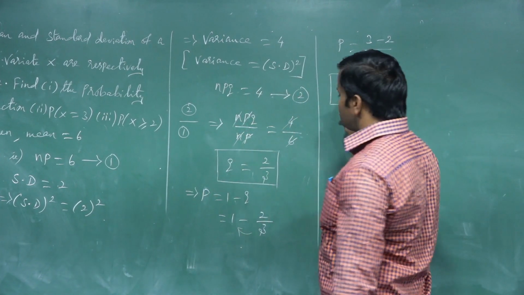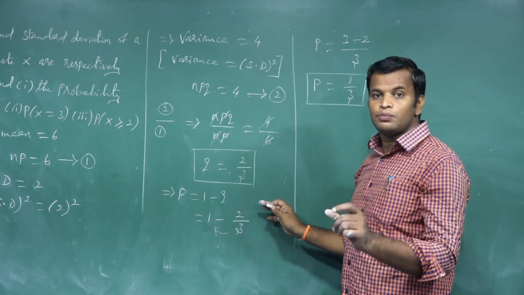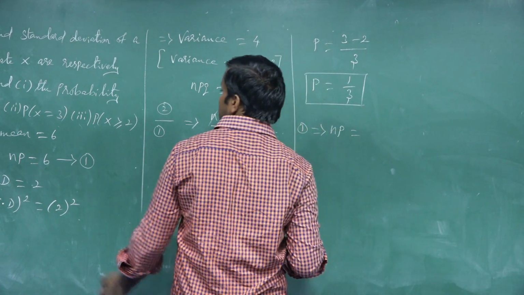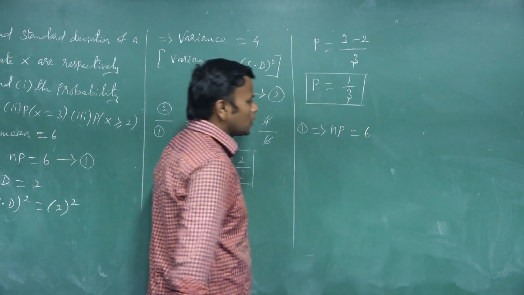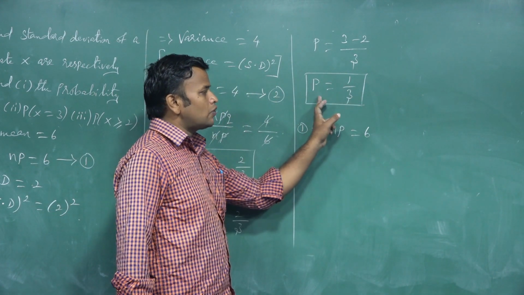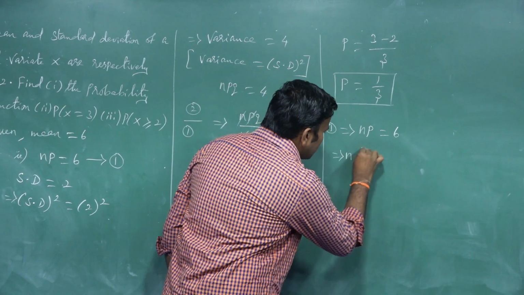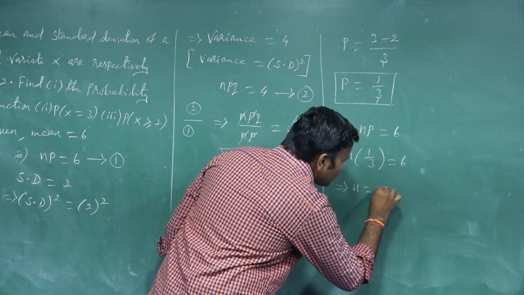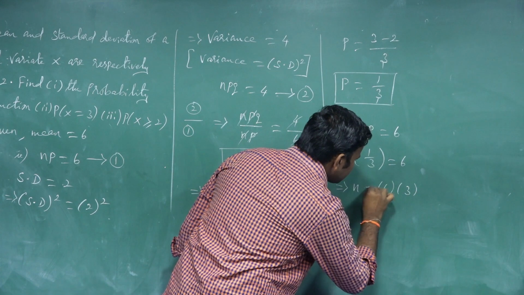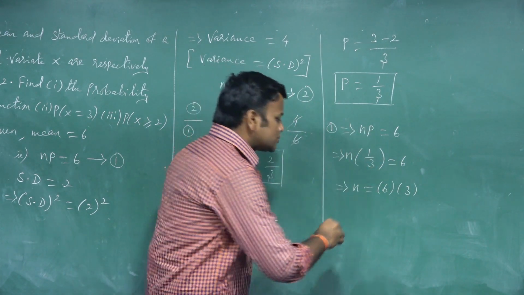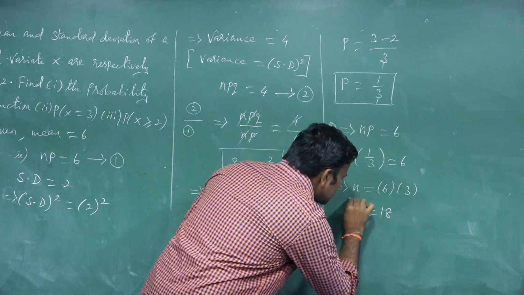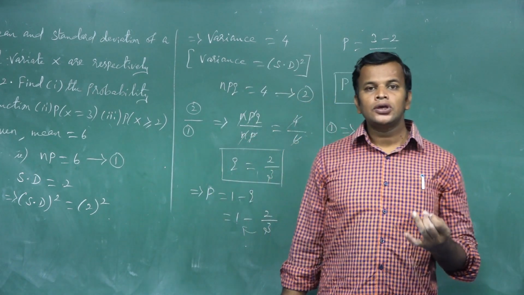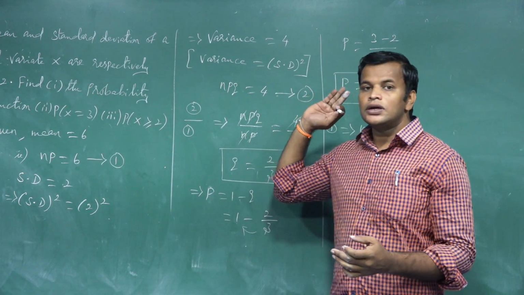So we found the 2 values p and q, and n is also important. For this purpose I take the first equation again. What is the first equation? np is equal to 6. Now in this equation I replace the value of p. So n into 1 by 3 is equal to 6. So the value of n is 6 into 3, the denominator goes to that side. So the value of n is 6 threes are 18. So we found the three values p, q and n using the concept of the given problem.